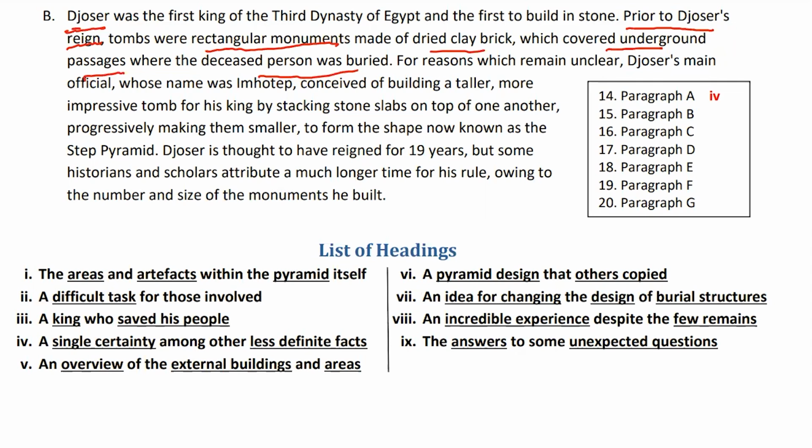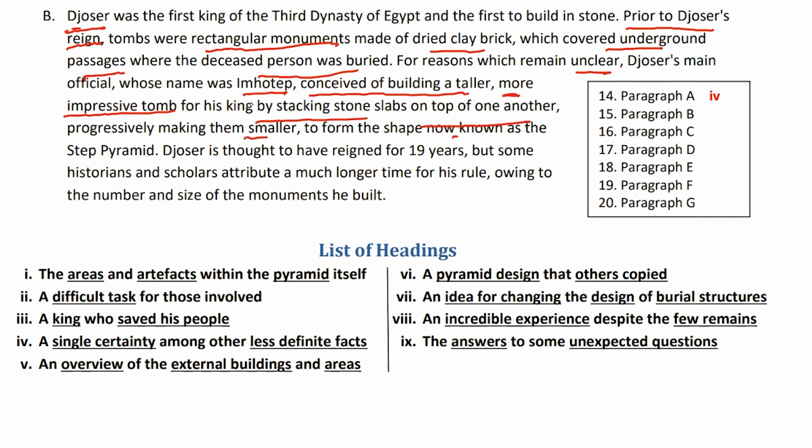For reasons which remain unclear, Djoser's main official, whose name was Imhotep, conceived, meaning he thought of, building a taller, more impressive tomb. So he wanted to change it for his king by stacking stone slabs on top of one another. So instead of rectangular, he wanted to change the shape, making them smaller to form the shape now known.